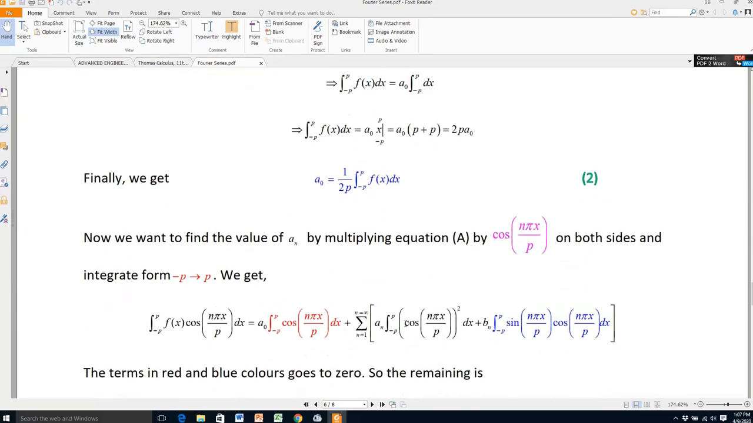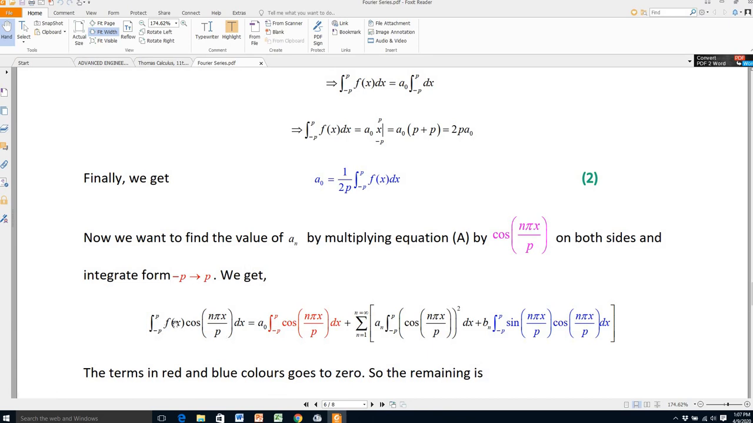Now we move toward the other, how we can find the value of a n. We obtain its value by multiplying equation number a by cos n pi x over p on both sides. First you multiply equation a by cos n pi x over p on both sides, and then you integrate it from minus p to p.